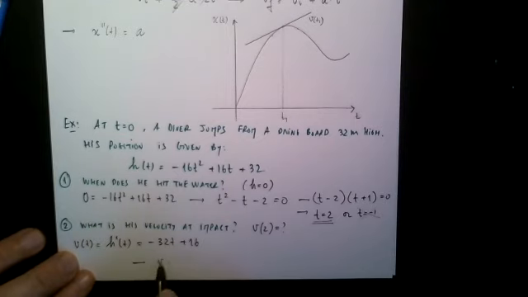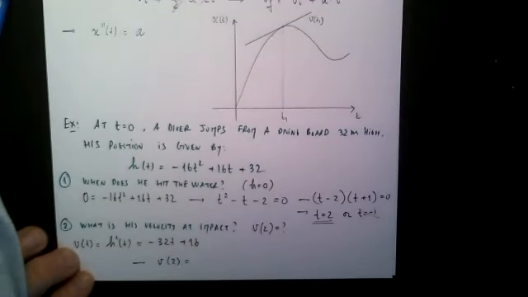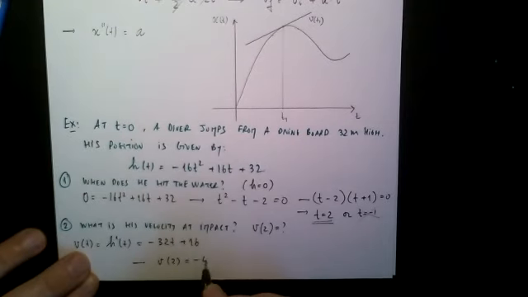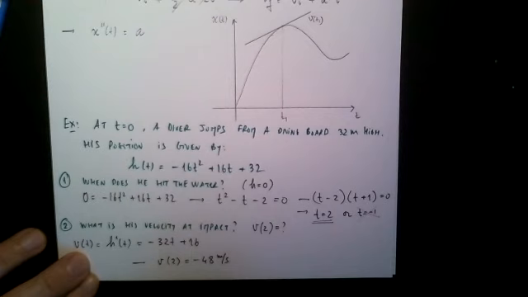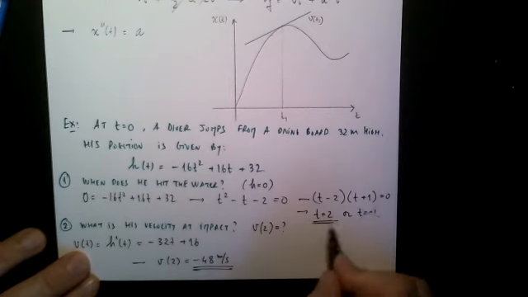And so for v of 2, I'm going to replace t with 2 in here. So minus 64 plus 16 is minus 48 meters per second. And this is the velocity when he hits the water.